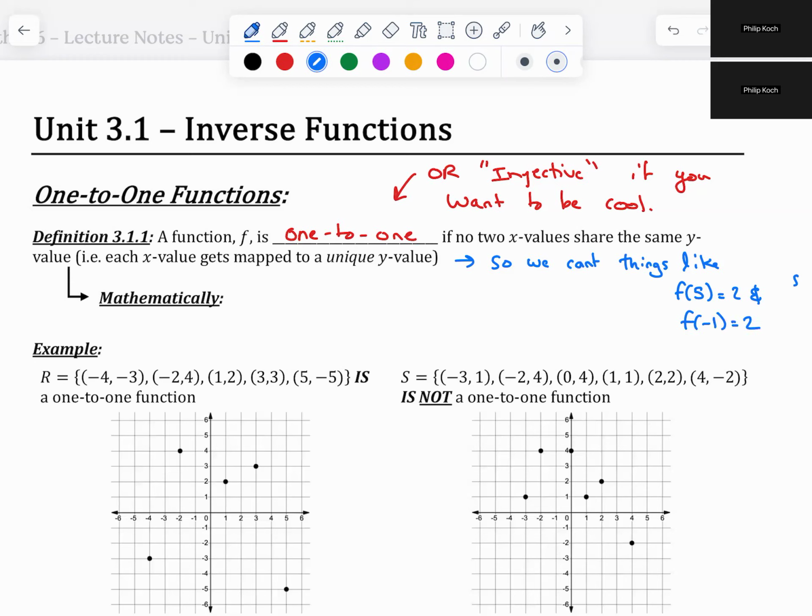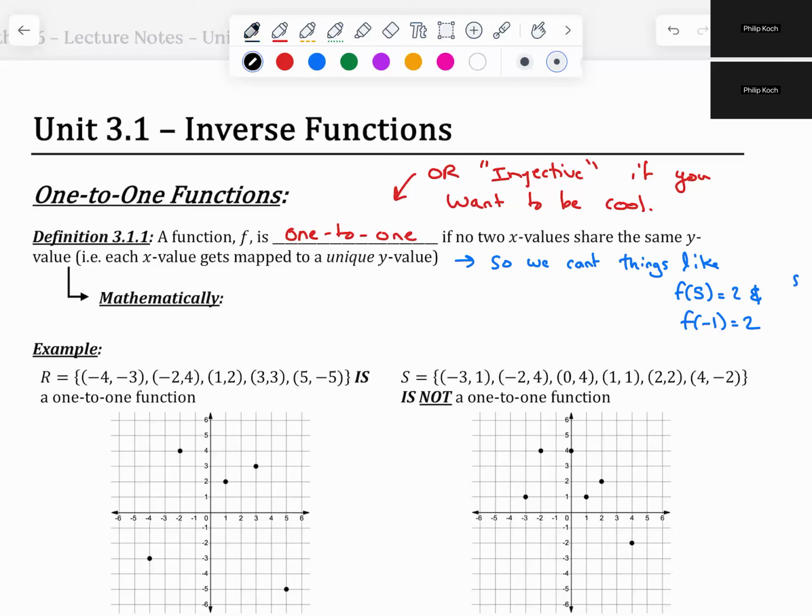It's very, very similar to the line test, in fact. The vertical line test was talking about whether or not something was a function. And in that situation, no x value gets sent to two y values. In this situation, it's kind of the opposite. No two x values go to the same y value. Instead of one x going to two things, it's two x's going to one thing. So it's the reverse option. So we can't get things like f of 5 equaling 2 and f of negative 1 equaling 2. That is no longer a one-to-one function.